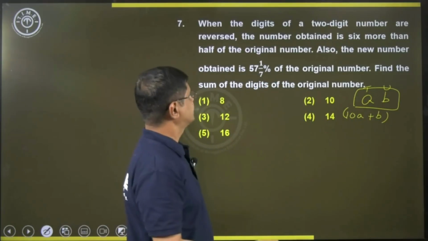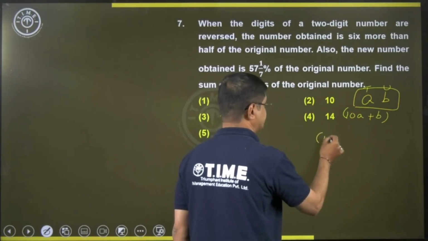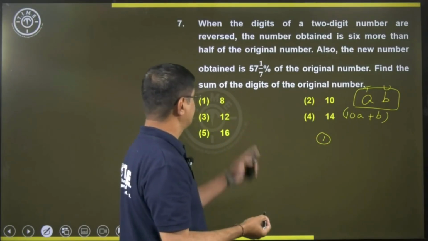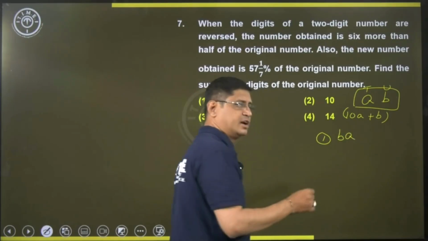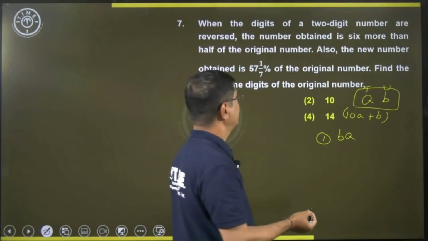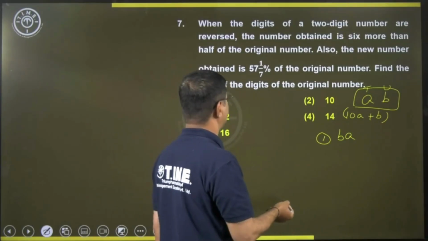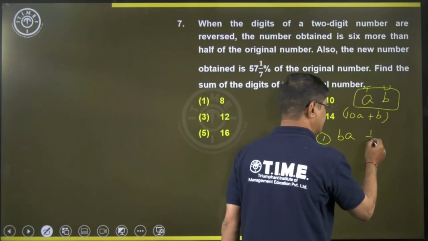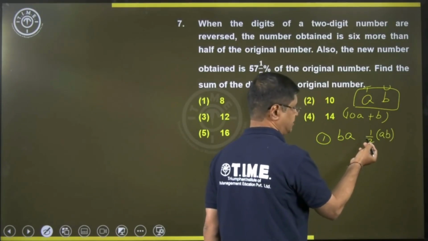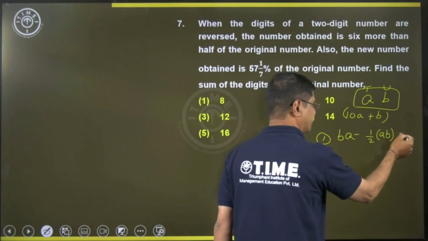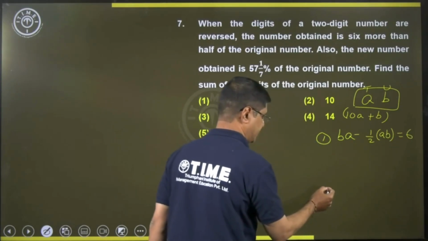What are the two conditions? Condition number 1, the first condition. Reverse of the number means BA. What do you mean by BA? 10B plus A. It is how much more? 6 more than half of the original number. Half of the original number means half of 10A plus B. So here the difference is 6. This is the first condition.